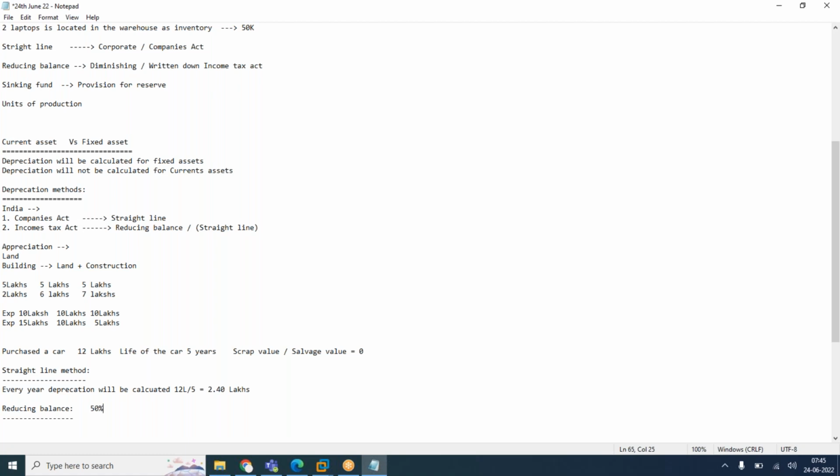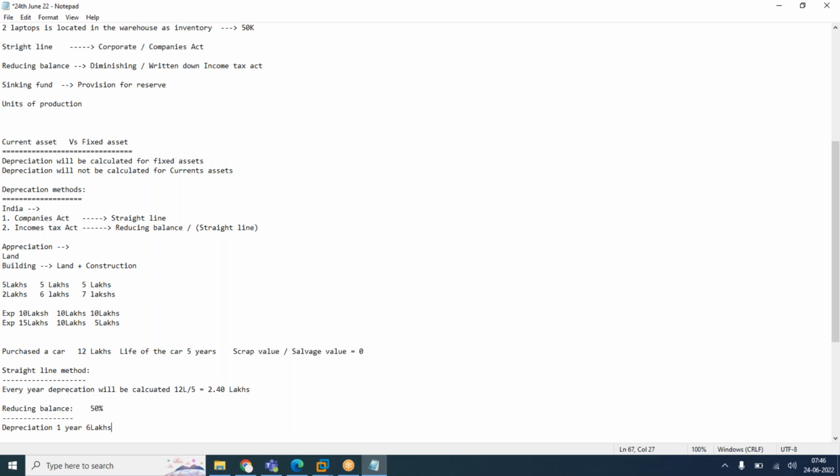Okay, fine. Now, if it is 50% depreciation, then the first year the value will be depreciated. After first year, the car value depreciation for the first year is equal to 12 lakhs into 50%, means 6 lakhs.